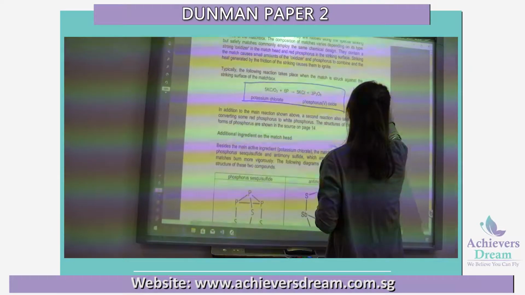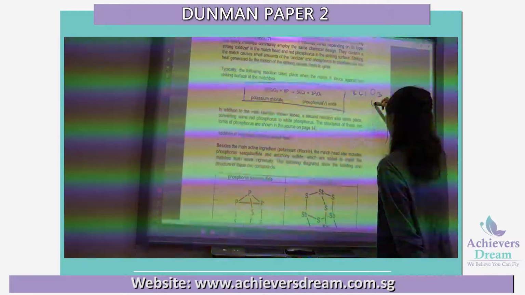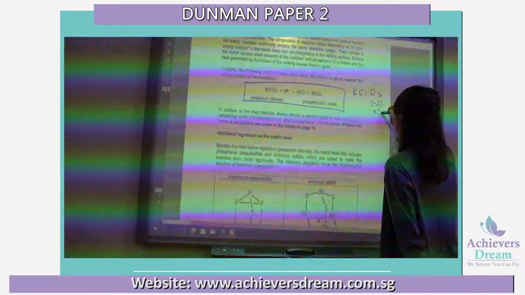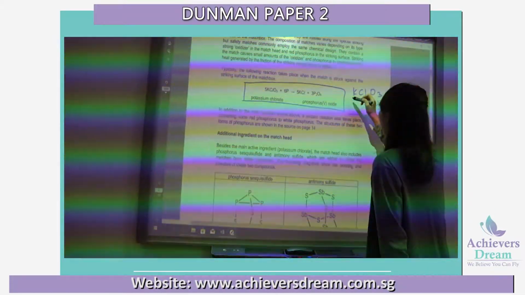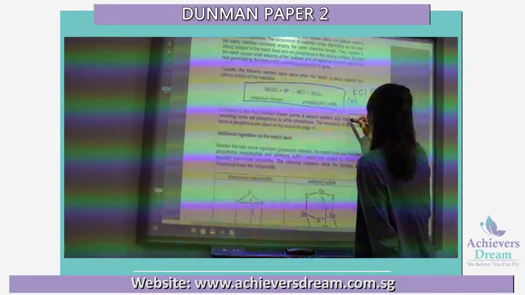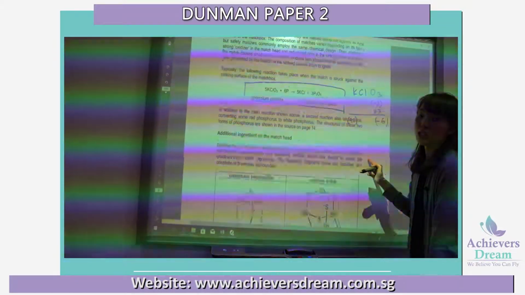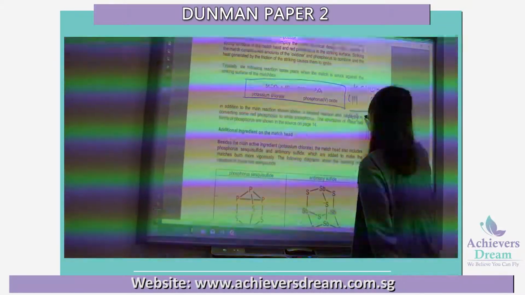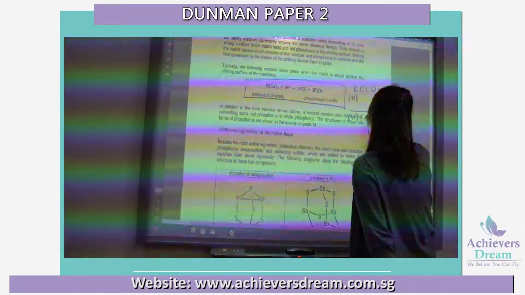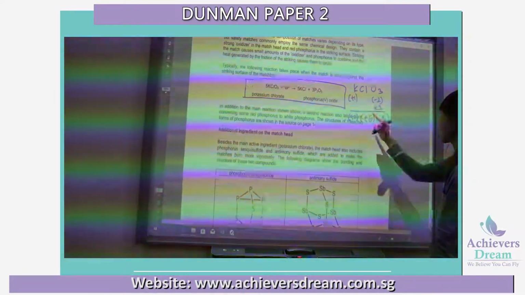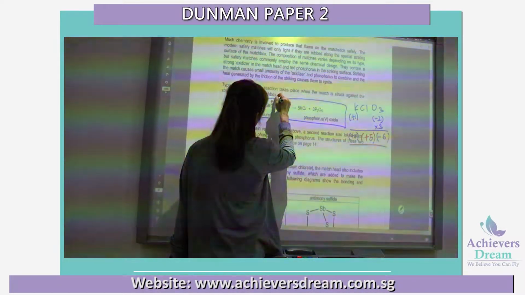So KClO3. Let's look at oxygen first. Oxygen has the oxidation state of -2, correct? And because there's 3 of it, I times 3 to get -6. Potassium is in group 1, so it forms the oxidation state of +1. So +1 and -6, how do I balance out the charges such that the overall charge is 0? It means that my chlorine must have an oxidation state of +5, in order for all the charges to be balanced out. So Cl will be +5.